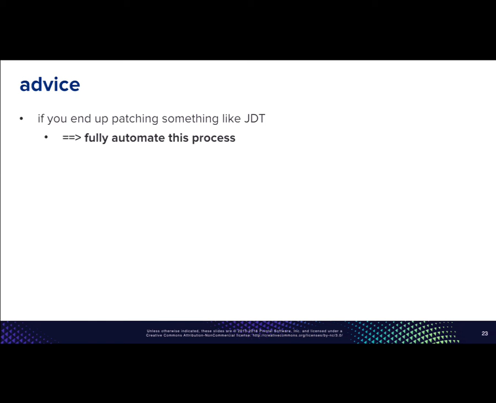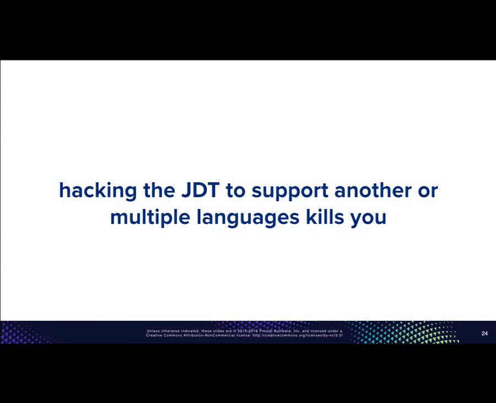So one advice from this work was, and we really tried hard to do that, is to at least, if you want to do that, at least fully automate the process of changing the fork and updating the fork. Right? If you use a fork of JDT and you would like to integrate and merge in a new version of JDT, fully automate that process. Otherwise, it's not going to work. So hacking the JDT, it really kills you over time.